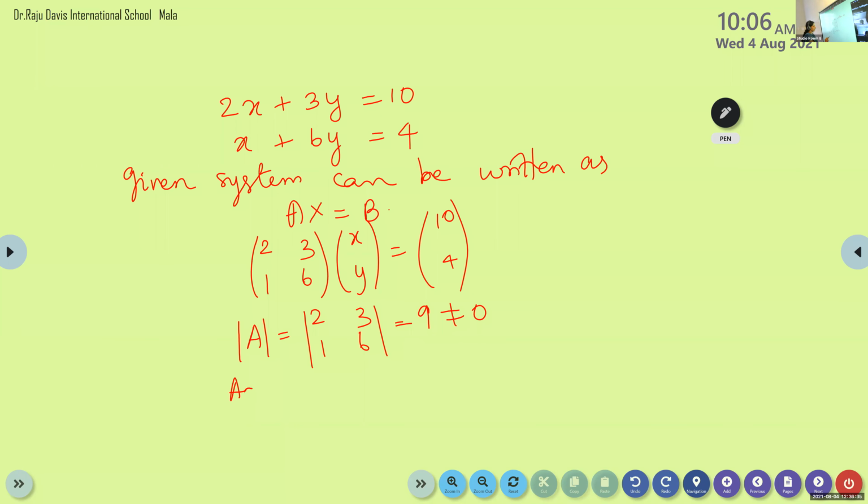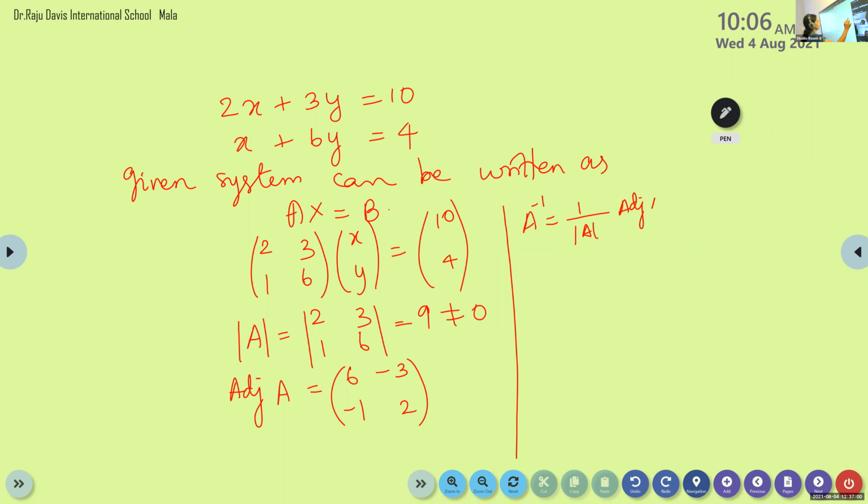Then you find the adjoint of A. What is adjoint A? We will interchange the diagonal elements and change the sign of the other elements. Adjoint can be defined only for a square matrix, not for a rectangular matrix. So we got the adjoint. Now find A inverse. A inverse is 1 by determinant A into adjoint A. So it is 1 by 9 into [6, -3; -1, 2].